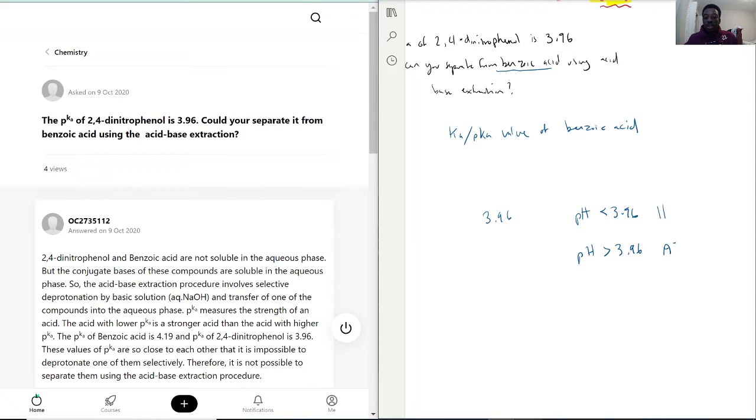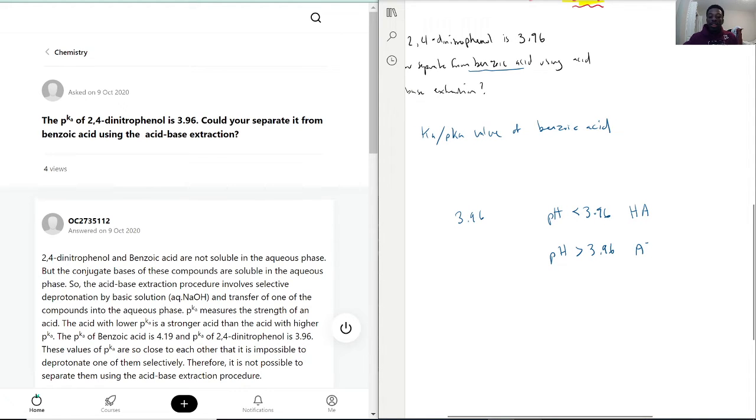So here, at a pH of less than 3.96, you still have 2,4-dinitrophenol floating around, and when you then increase the pH to greater than 3.96, that's when the hydrogens start leaving the dinitrophenol, and you start having its conjugate base. So this is for dinitrophenol.